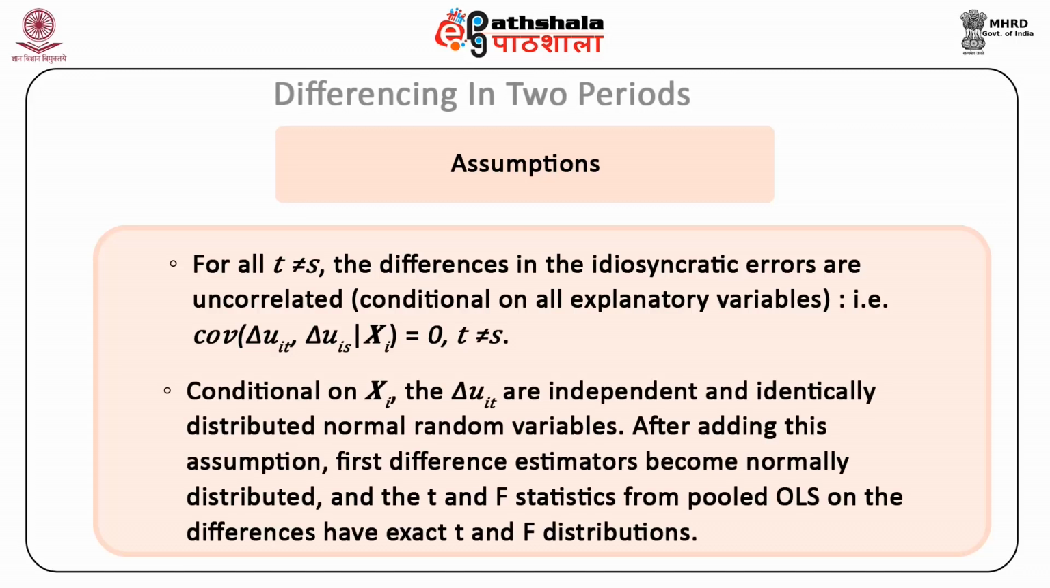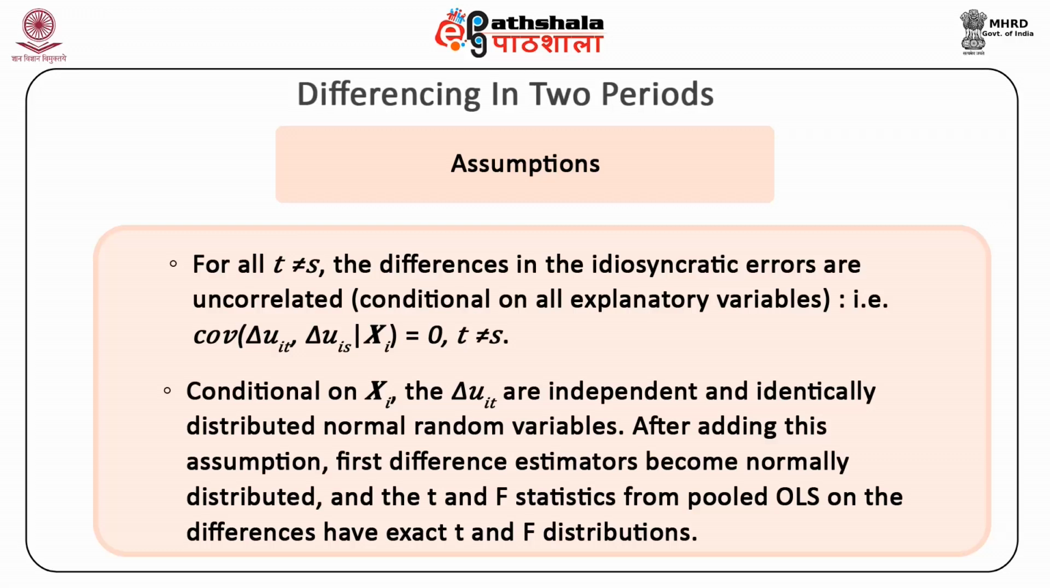the explanatory variables. Our last assumption is that conditional on X_i, the delta u_it are independent and identically distributed normal random variables. After adding this assumption, first difference estimators become normally distributed and the t and F statistics from pooled OLS on the differences have exact t and F distributions.